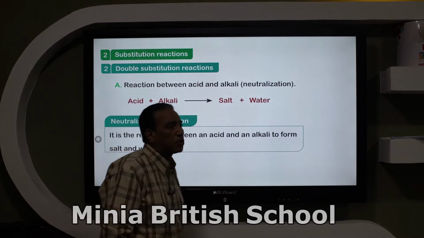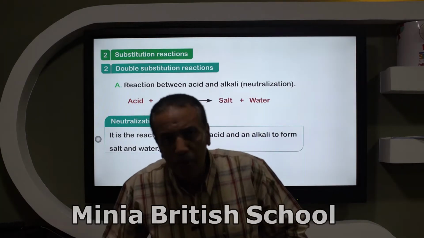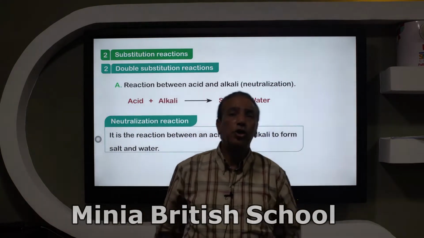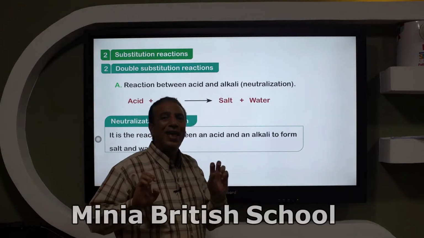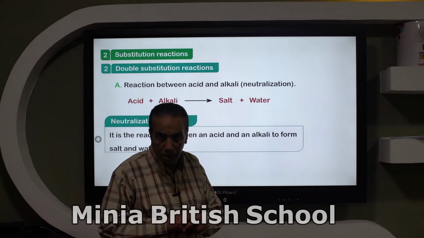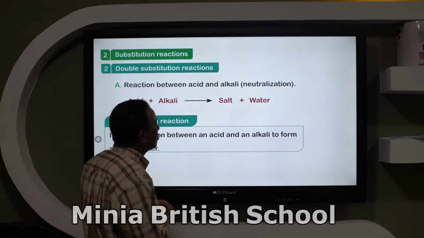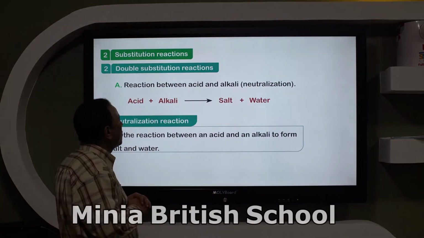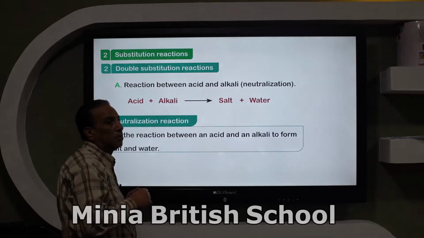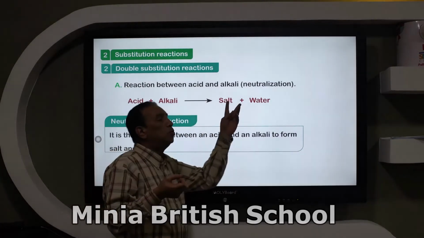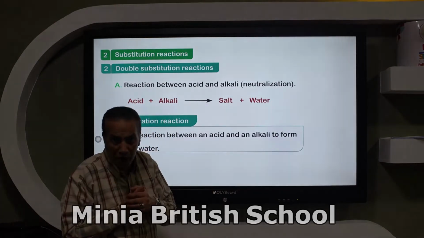The second type of the substitution is the double substitution reaction. In the double substitution reaction, you have two compounds. Each one of them consists of two ions: the positive ion, the first one, and the negative ion, the second one. In the first type of the double substitution reaction, we will see that there is an exchanging of ions between the two compounds in the reactants, forming two new compounds in the products due to this exchanging of the ions.